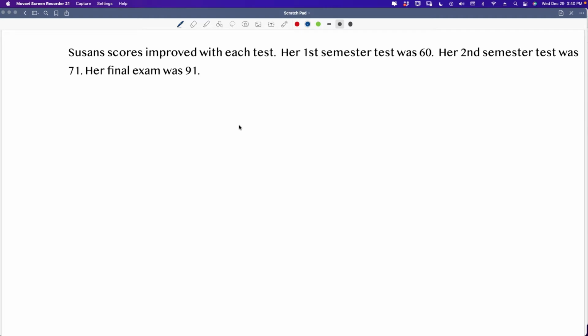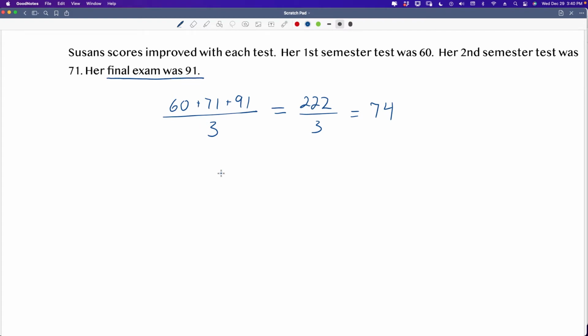The teacher did not think that just averaging the 3 grades together would be fair. And if she had done that, 60 plus 71 plus 91, and she had 1, 2, 3 grades, that average would have been 222, the sum in the numerator, divided by 3. She would have had an average of 74. But wait, her final exam, she made a 91. That should count for more than that.